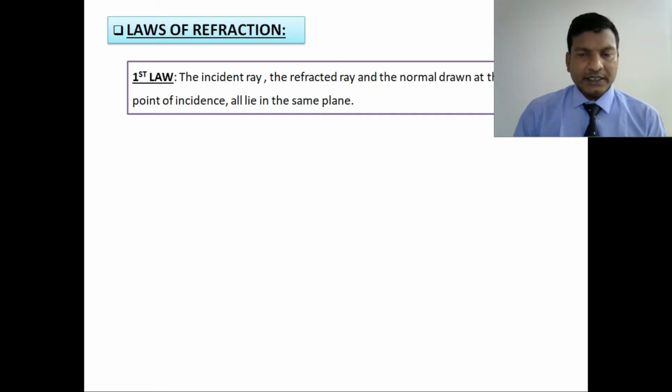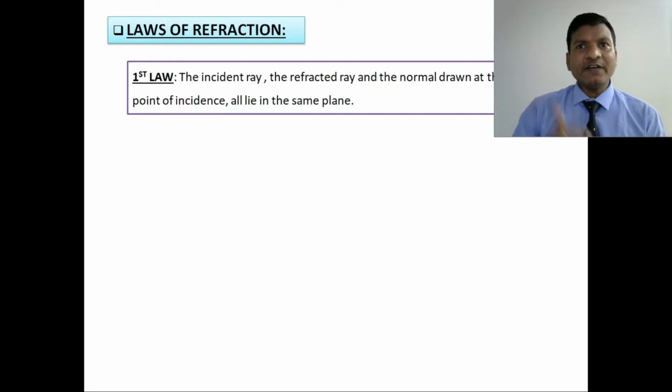Means in case of reflection, what happens? The bouncing back of the ray of light, that I have told you before. But in case of refraction, what happens? Transmission of the ray of light. The ray of light is going from one transparent medium to another transparent medium. But in case of reflection, if the ray of light falls on a mirror surface or highly polished surface, what happens in that situation? The ray of light is reflected back.